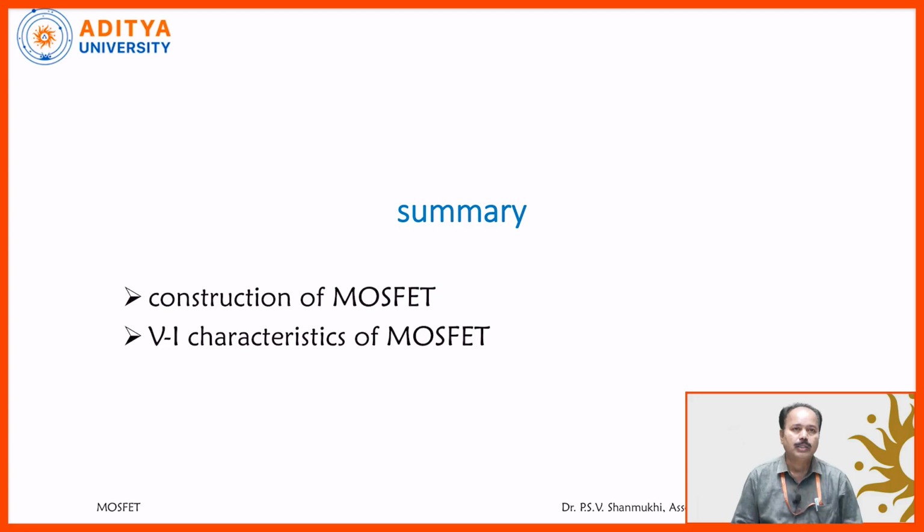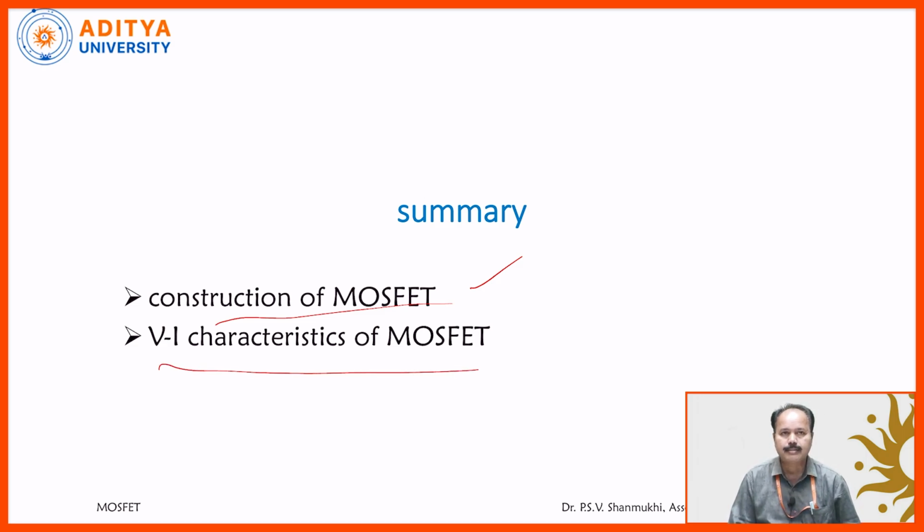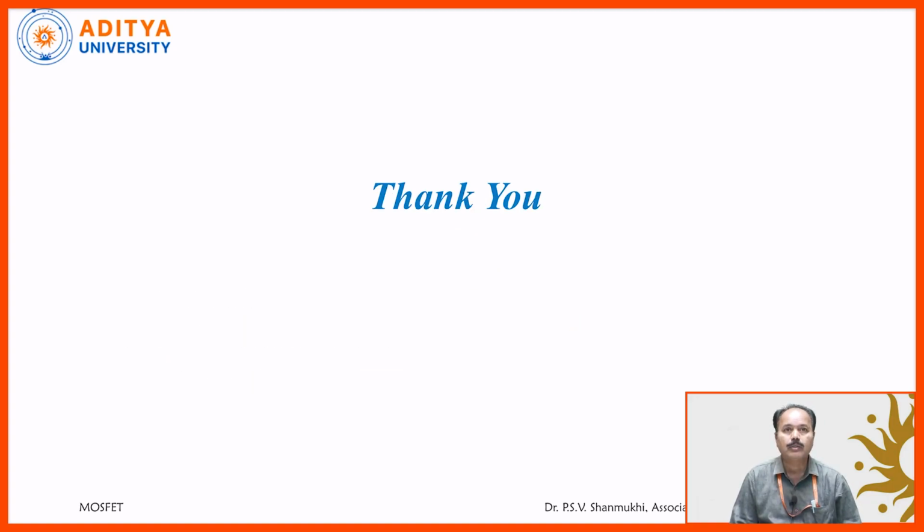So coming to the summary of this one, we have seen the construction of the MOSFET, metal oxide semiconductor field effect transistor, how it is constructed, and how its size is reduced when compared to the BJT, bipolar junction transistor. Later we have seen the VI characteristics of the MOSFET, how the drain current changes with the change in the input voltage, and how the VI characteristics are there, that also we have seen in this one. Okay, thank you.